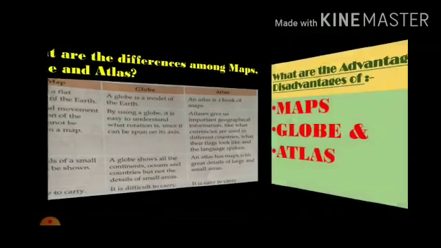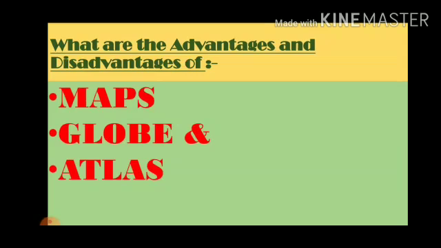Next, what are the advantages and disadvantages of maps, globe and atlas? We have discussed it earlier. Again, I am discussing once. What is the advantage of maps? Number 1, we can carry maps everywhere. Number 2, it shows small areas in great details. What is the disadvantage? We can't see here the actual rotation of the earth.